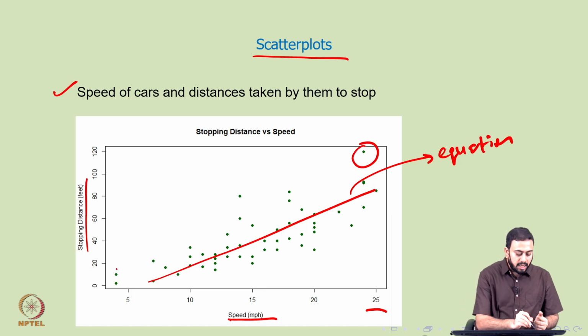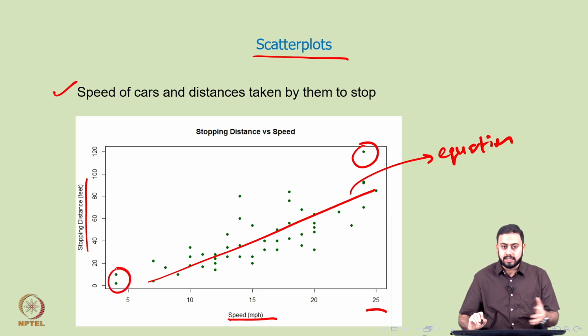So if you see here, for cars having lower speeds, even less than 5 miles per hour, it hardly takes around 10 feet to stop them completely, whereas a car having, let us say, as we have seen, around 25 miles per hour as a speed takes much longer, let us say 120 feet to stop that particular car completely, okay.